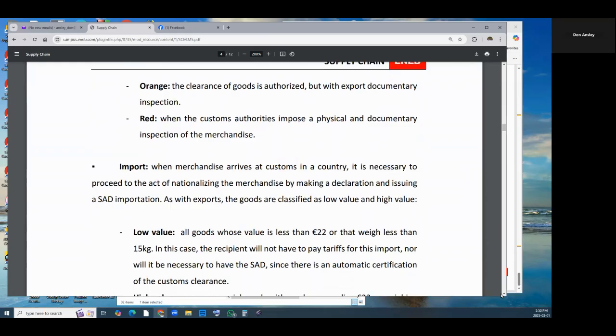When merchandise arrives at the customs in a country, it is necessary to proceed to the act of nationalizing the merchandise by making a declaration and issuing a SAD importation. As with exports, the goods are classified as low value or high value.